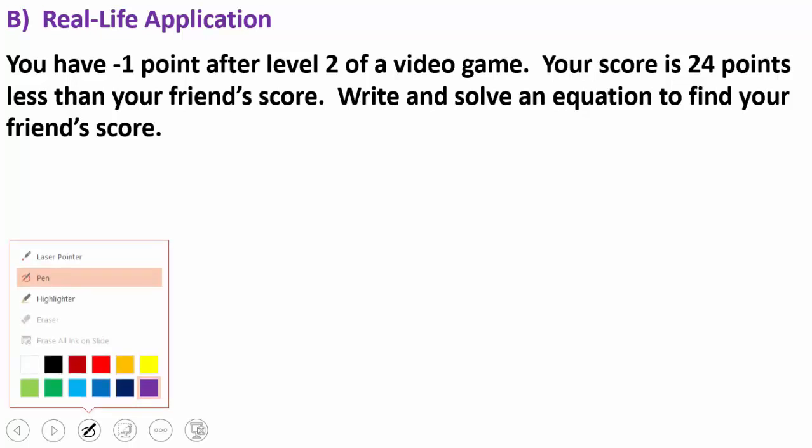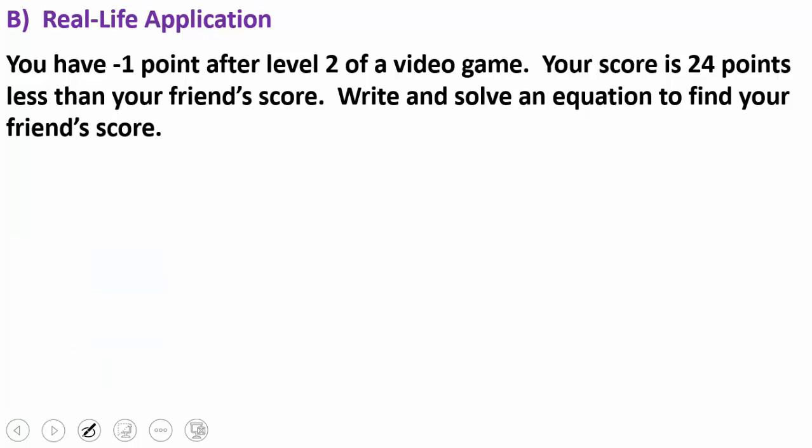All right, so the first thing we want to do is mark our text so we know. Well, you have negative 1. After level 2, do we need the 2? No, we don't need that 2. That's nothing that we need for this. Your score is, okay, so your score is, that means equal, 24 points less than. What is less than? Less than means we're going to subtract your friend's score. We know my score is negative 1, and we know it's 24 points less than my friend's score.